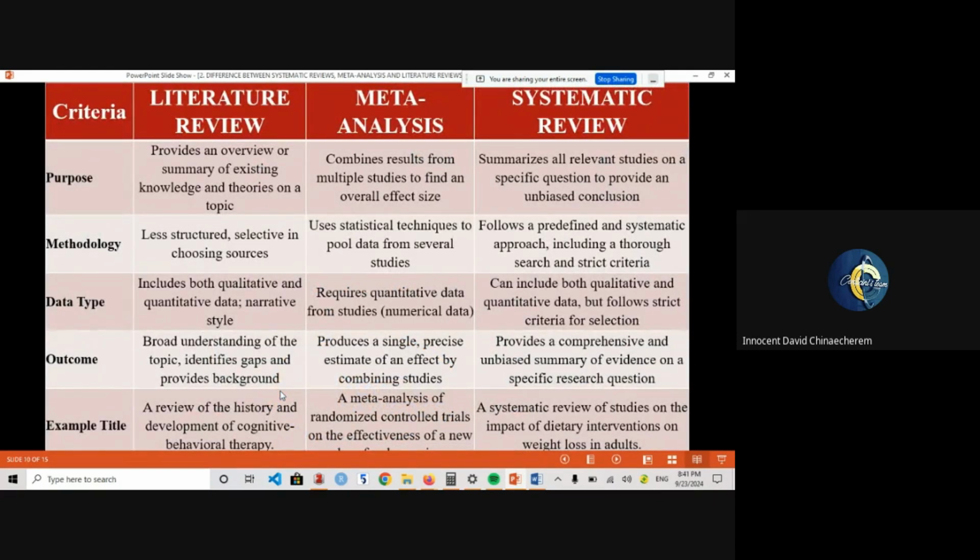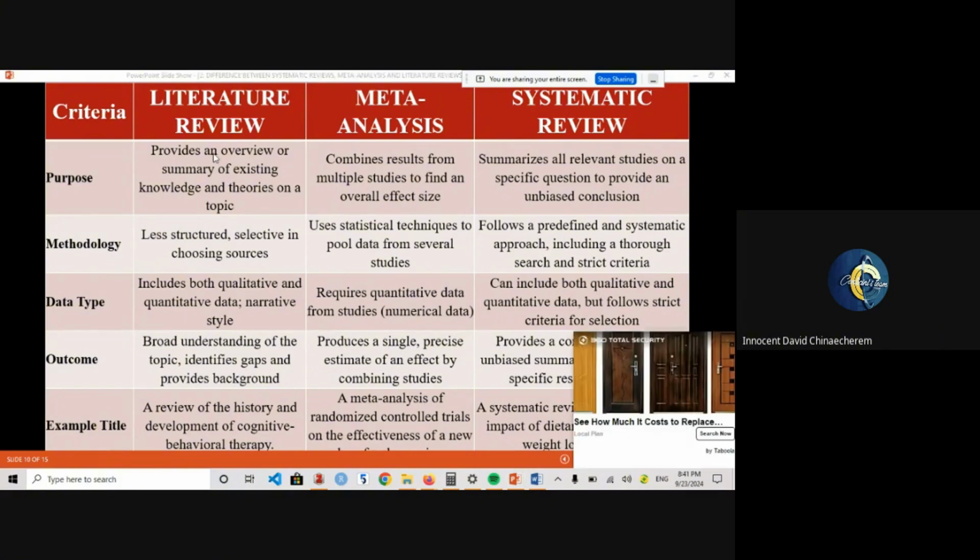Now we are getting there. Now looking at the differences, because before you start your research, you start your literature review or systematic review, it is very important for you to know the criteria that differentiates between a literature review, a meta-analysis, and a systematic review. Now, in terms of purpose, it is known that a literature review provides an overview or summary of existing knowledge and theories on a topic. So it's usually broad. For a literature review, it's usually broad. So it tries to summarize everything that is available.